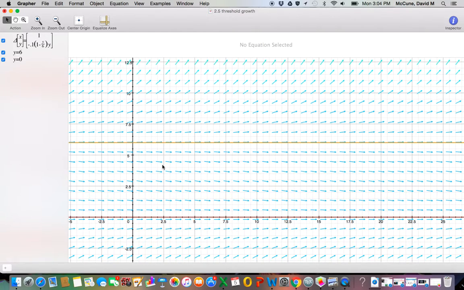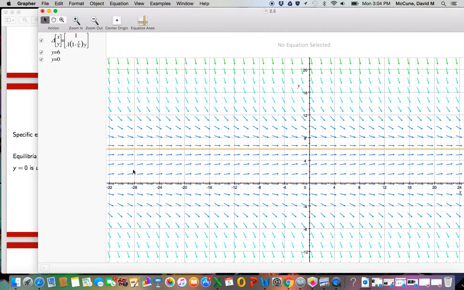The reason these models are called threshold is because I'm basically saying, look, there's a minimal floor that your population needs in order to get going. But once it achieves that floor, in this case 6,000, the population can take off and grow just fine.